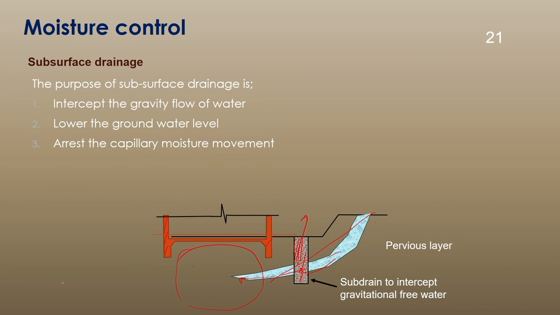So the purpose of subsurface drainage is to intercept the gravity flow of water, lower the groundwater level and arrest the capillary moisture movement. This can also be provided in the form of a perimeter drainage wall. Like if this is a foundation, we can provide a drainage wall all around this foundation. So this can be provided in many ways, like this is a cut-off wall, or maybe we can provide a perimeter wall. This is all about controlling the swelling behavior of the soil.